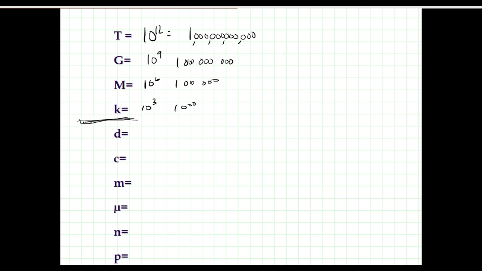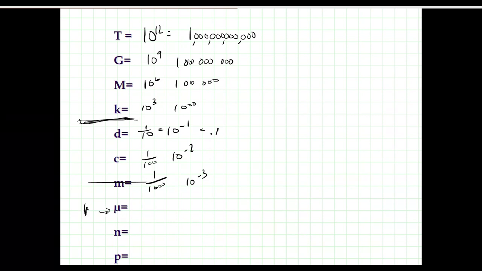This little d, remember we're going into littler pieces now. D is deci. Deci is 1/10, which is the same as 10 to the minus 1 power, which is the same as 0.1. Centi is 1/100, 10 to the minus 2. M is for milli. Milli is 1/1000th, 10 to the minus 3. This guy is the Greek letter mu, and we use it for micro. This is milli. This is micro. Micro is 1/millionth, 10 to the minus 6.